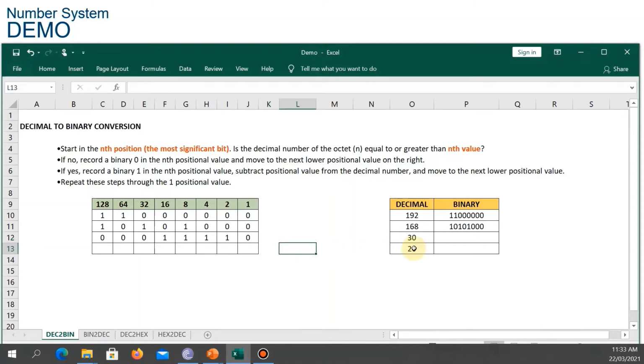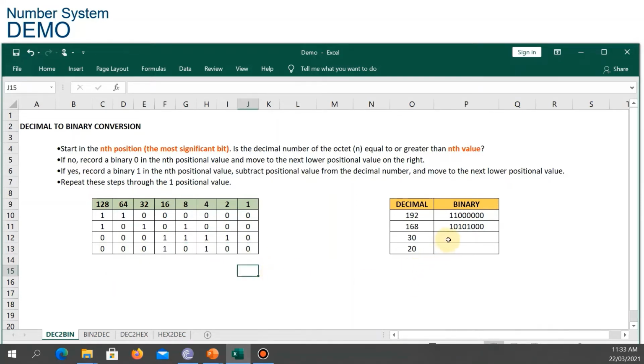Now let's try that on 20. To get 20, we have to start with 16. So place 1 there, and then place 1 on 4 because we need 4. So 16 plus 4 is 20. Therefore, the rest of the positional values here would be 0.